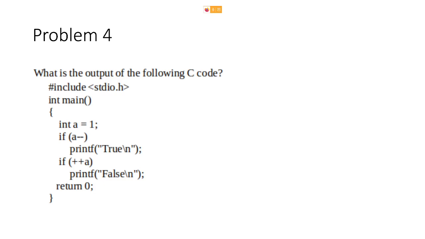This is not very clear. Can you see this picture? Yes, ma'am. Okay, so what is the output of the following C program? Here, first we have a variable a equal to 1, then we have a minus minus. Okay? And then it will print true, and then in the next line it prints false.